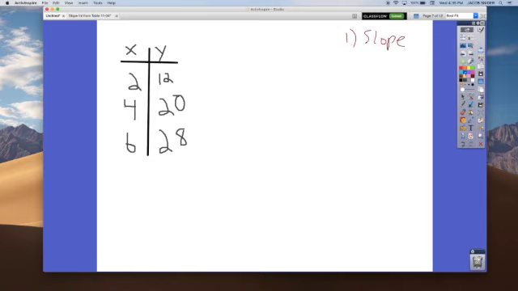Okay, let's find our slope now. How far is it from 12 to 20? Plus 8, right? How far is it from 2 to 4? Plus 2. So my slope is going to be 8 over 2, which simplifies to 4. There's our slope. So we did our first step.